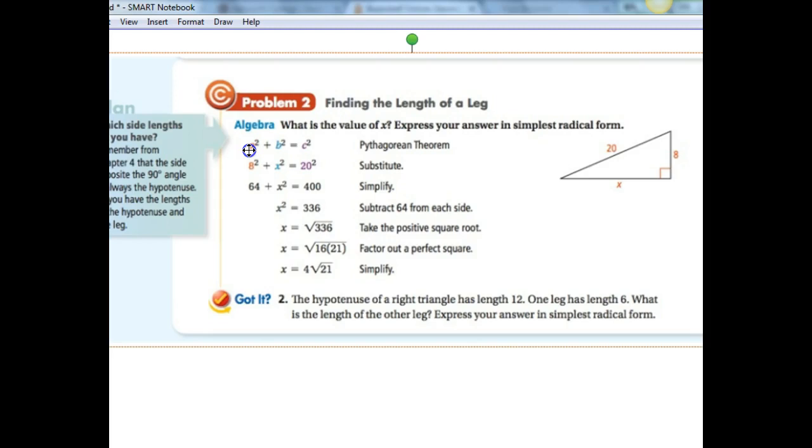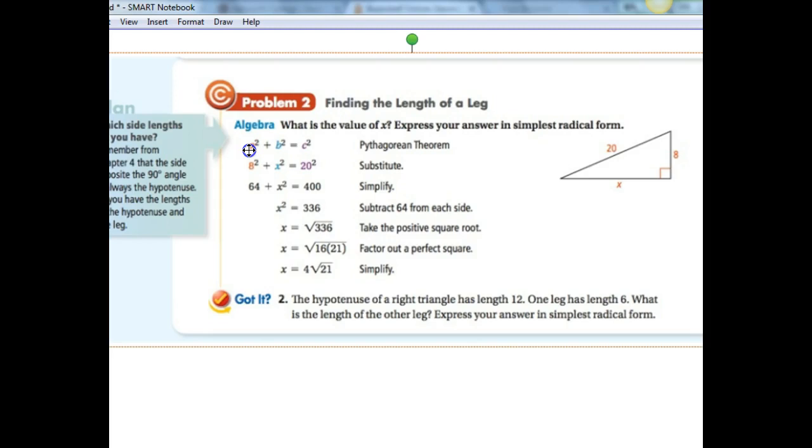Now, the problem with learning it just saying a squared plus b squared equals c squared is that a, b, and c are different in different pictures. So what you have to remember is the a squared and the b squared represent the legs of a right triangle, and c always represents the hypotenuse of the right triangle. So think of it more as leg squared plus leg squared equals hypotenuse squared.